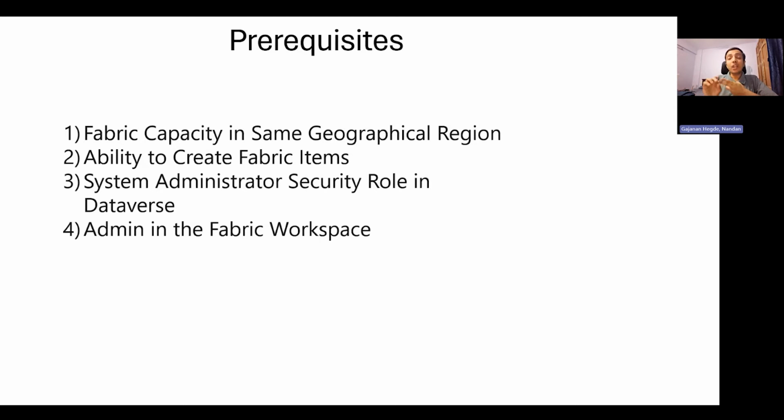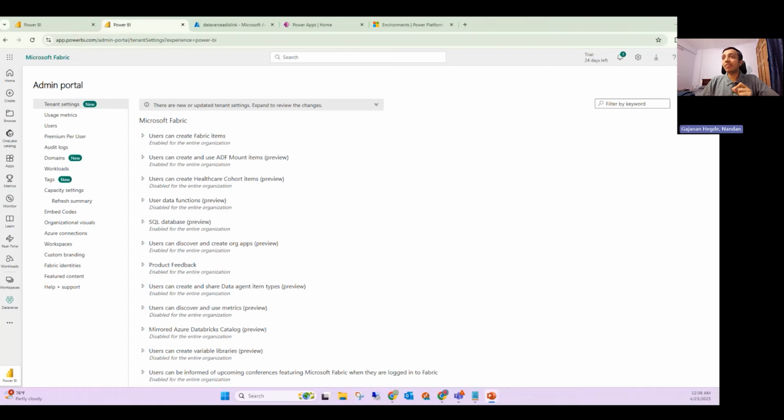Second, we need to enable certain features in the Fabric admin portal. The user who is establishing the Fabric link must be part of the rule called ability to create Fabric items. Then that corresponding user in the Dataverse ecosystem must have the system administrator security role. And finally, within the workspace where we are trying to establish the link, the user must be the admin. So let's check the couple of prerequisites that I mentioned.